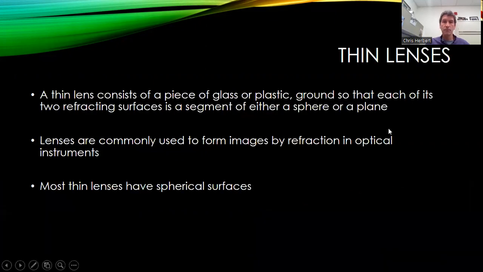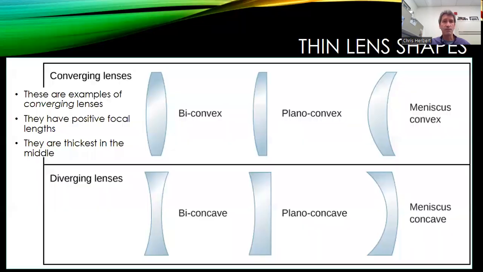So thin lenses, basically, some type of transparent material, glass, plastic. Usually we're dealing with something with an index of refraction around 1.5 up to about 1.8. And obviously we use these lenses to form images by refraction. And most thin lenses use spherical surfaces. However, hyperbolic surfaces actually give a superior image.